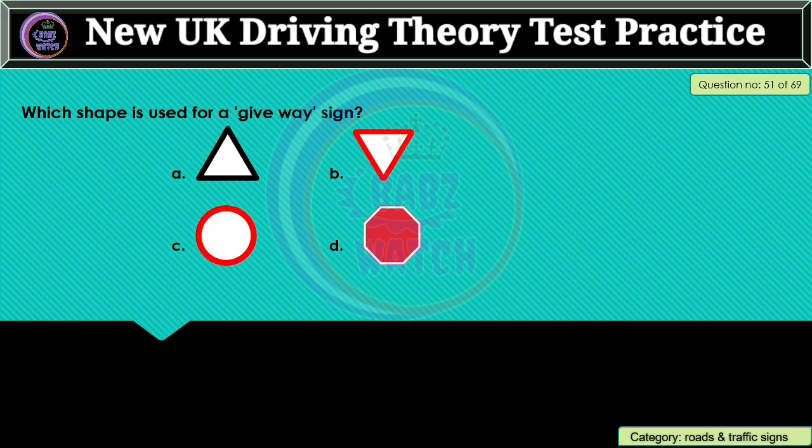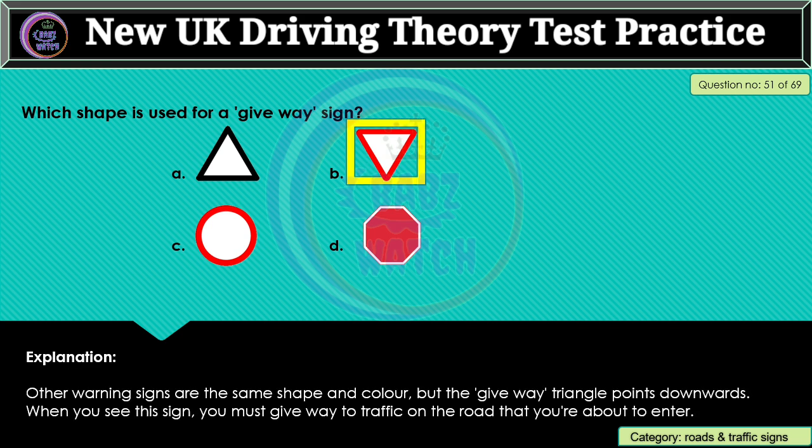Question 51 of 69. Which shape is used for a give way sign? A, B, C, D. The correct answer is B. Explanation: other warning signs are the same shape and color, but the give way triangle points downwards. When you see this sign, you must give way to traffic on the road that you're about to enter.